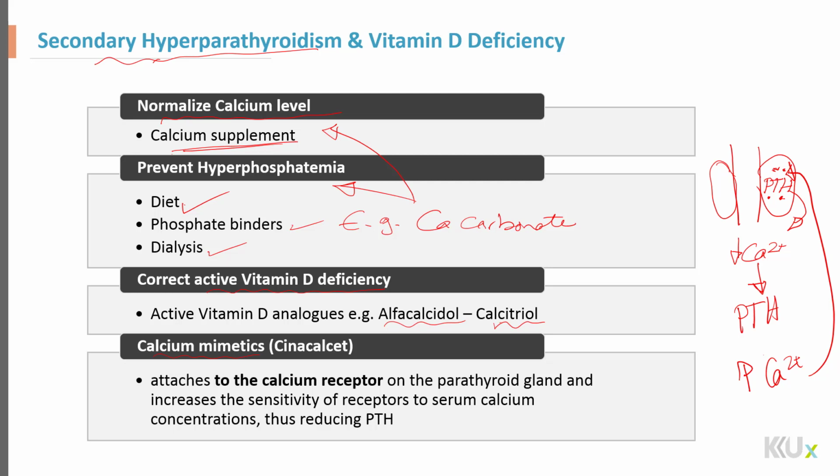So if we use calcimimetics, something like calcium, it goes to the parathyroid gland and deceives it as if we have normal calcium and stops the parathyroid gland from secreting parathyroid hormone. This was a quick overview on renal diseases.